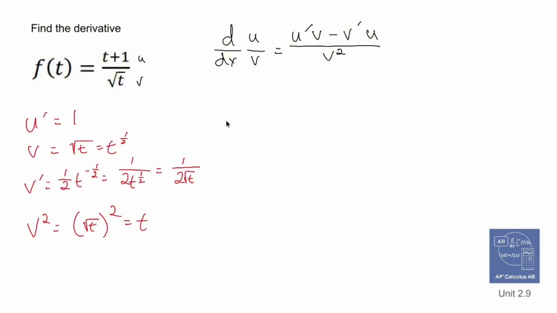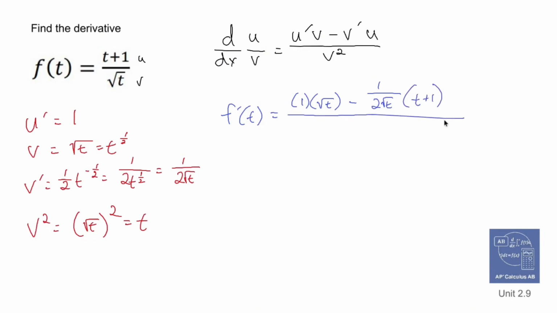F prime of t is going to be u prime v. So u prime was 1, v was square root of t, minus v prime, which is 1 over 2 times the square root of t, times u, which was t plus 1, all over v squared, which is t. So this is not going to look pretty at all.